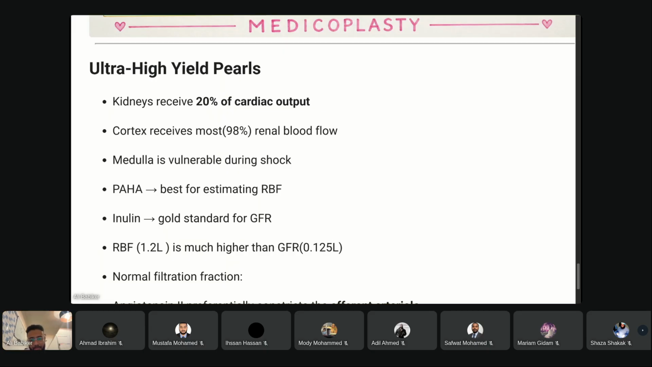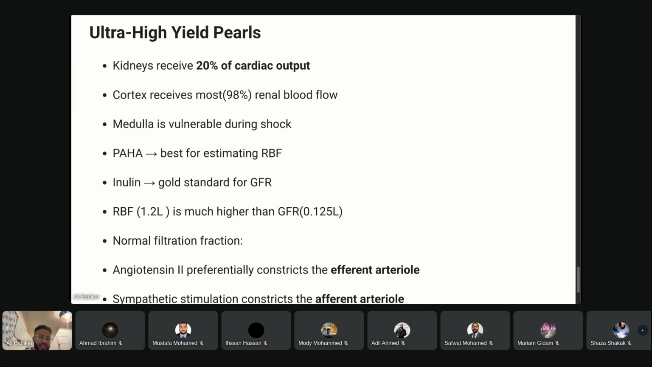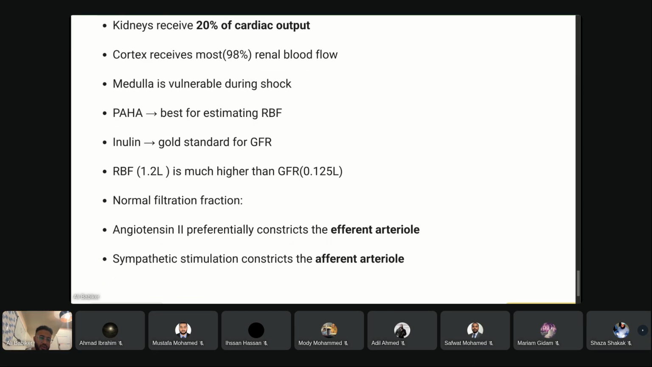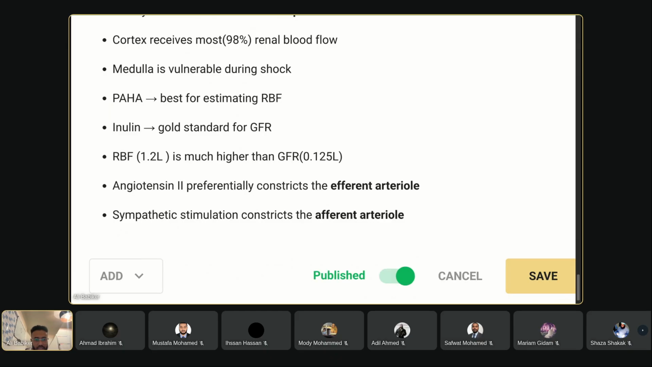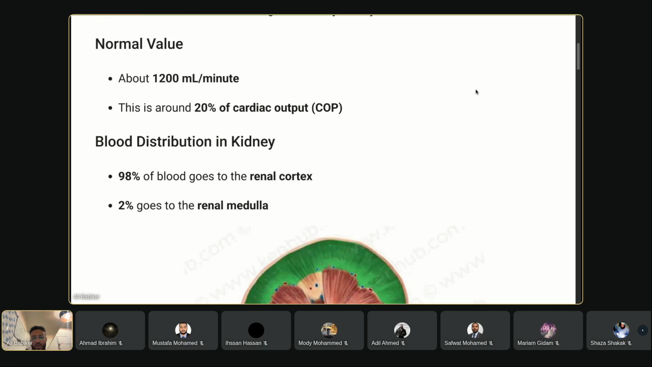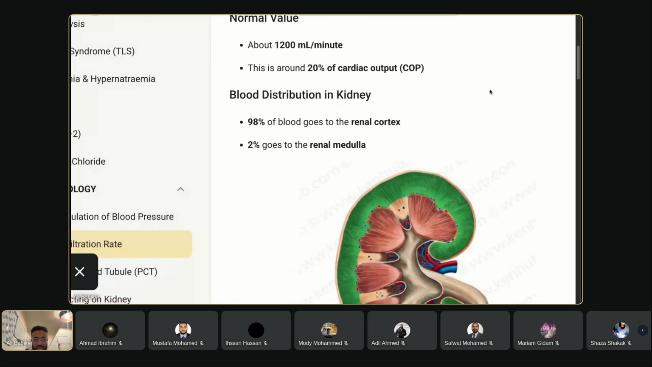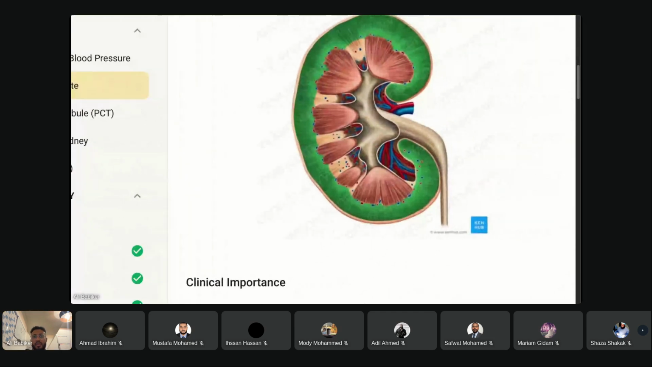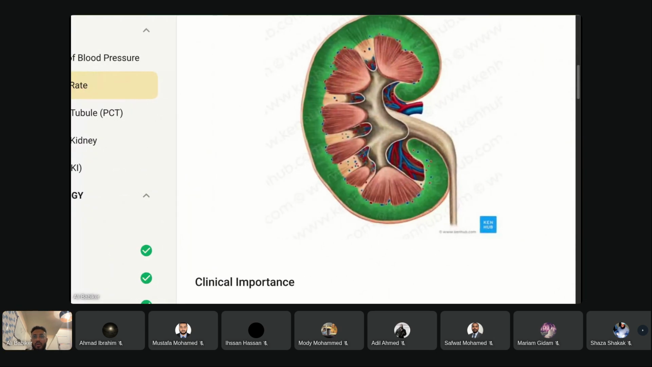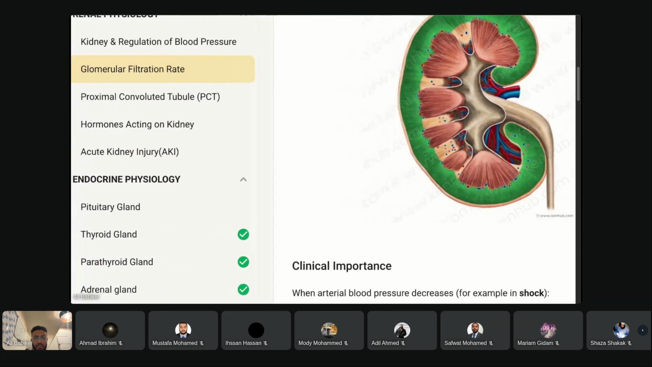Okay, normal filtration fraction: don't worry about it, it's a very complicated equation and doesn't come to your exam. Angiotensin II preferentially constricts the efferent arteriole, and sympathetic stimulation constricts the afferent arteriole, as I showed you in the image. Do you have any question regarding this second lesson, glomerular filtration rate? All right, let's move to the next.